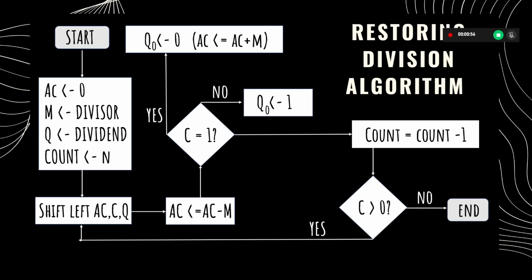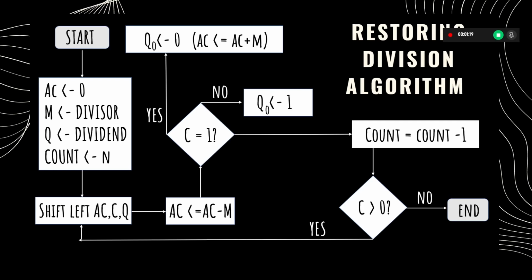After that, we ask the question whether the value stored in the carry bit C is 1 or not. This is where we use the NOT gate. If C is equal to 1, we convert the least significant bit, that is Q naught, to 0. This step itself is the restoring step. If C is not equal to 1, we convert the LSB, that is Q naught, to 1.